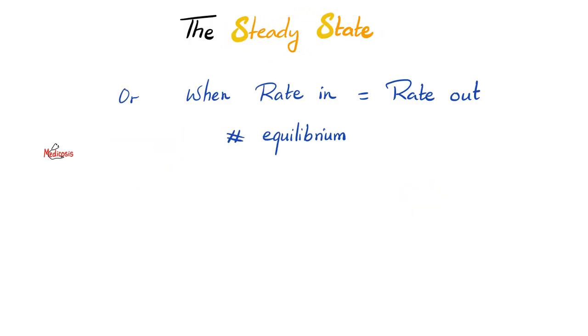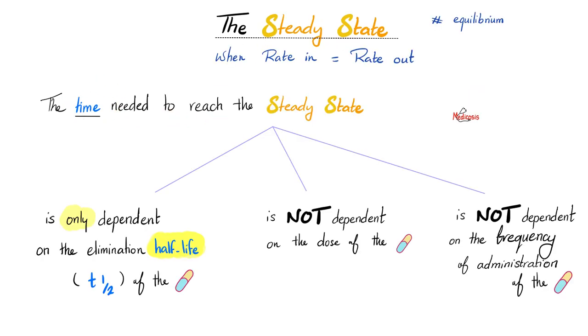It's called the steady state. When the rate of the drug coming in is the same as the rate of the drug going out. This is equilibrium, the state of being steady in the blood. What's the time needed until I reach this beautiful state of steady, the state of equilibrium? This time is only dependent on the half-life. That's it. It's not dependent on the dose of the drug.